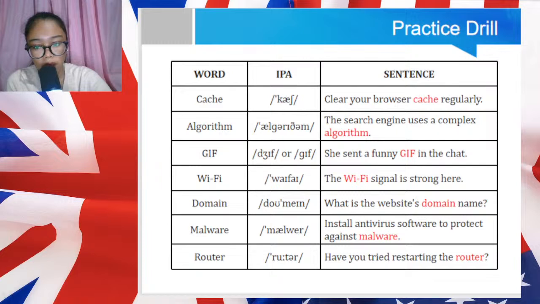Wi-Fi. Wi-Fi. The Wi-Fi signal is strong here. There should be an equal stress on both syllables. Domain. Domain. What is the website's domain name?